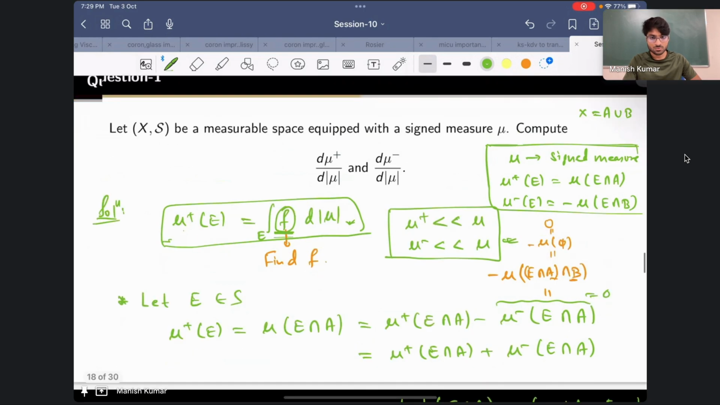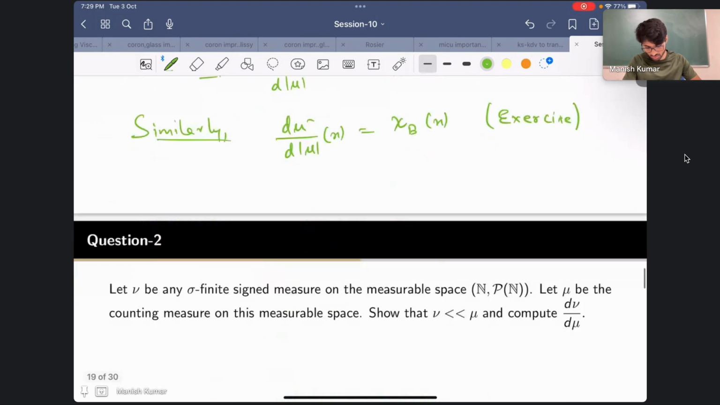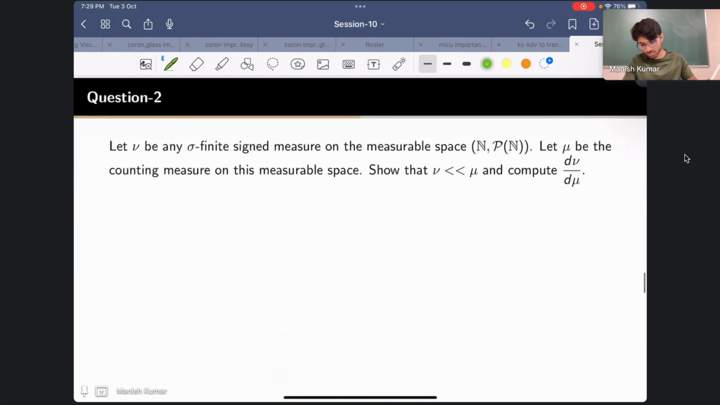Okay, so now let me go to the next problem. In this problem you have ν is a sigma finite signed measure, again on this measure space (ℕ, power set of ℕ), and μ is a counting measure. Then the first thing is proving that ν is absolutely continuous with respect to μ, and it's quite easy.